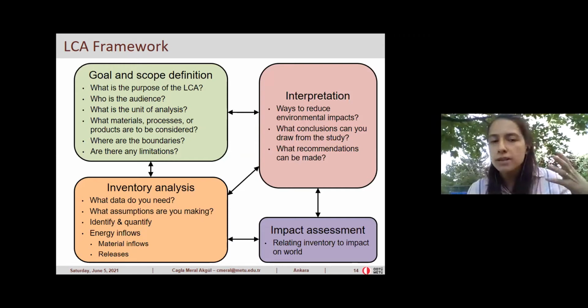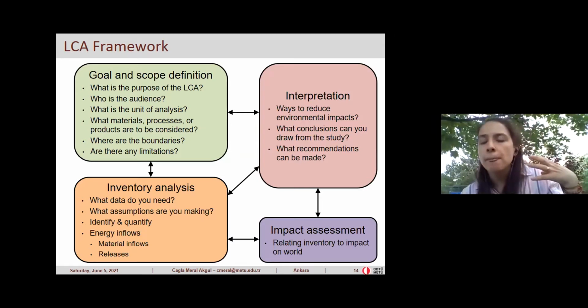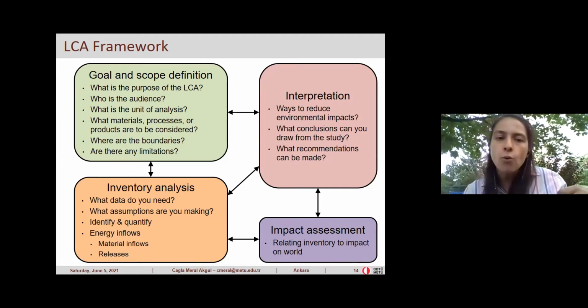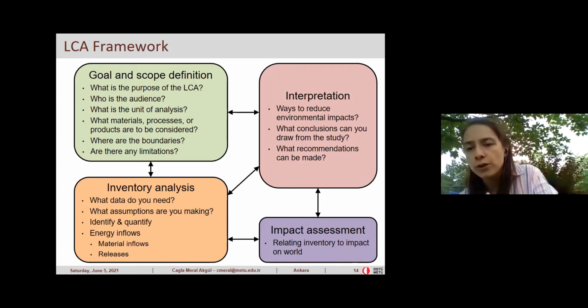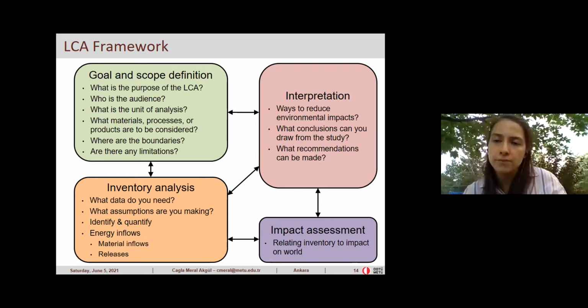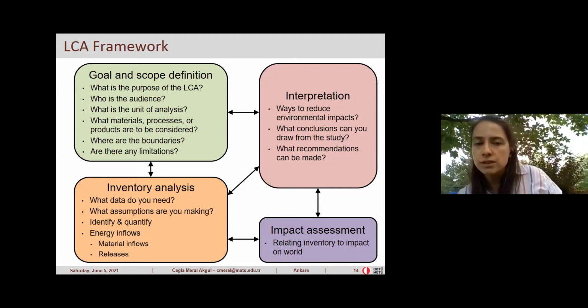When I say goal and scope, what does that actually mean? This actually is there to answer several questions. The first question you need to ask is, what is the purpose of this LCA? Second is, who is the audience? What is the unit of analysis? Is it 1 meter cube of concrete, or is it 1 ton of concrete? What materials, processes, or products will be included in my system boundaries? Where are those boundaries? Are there any limitations? These have to be defined in goal and scope definition.